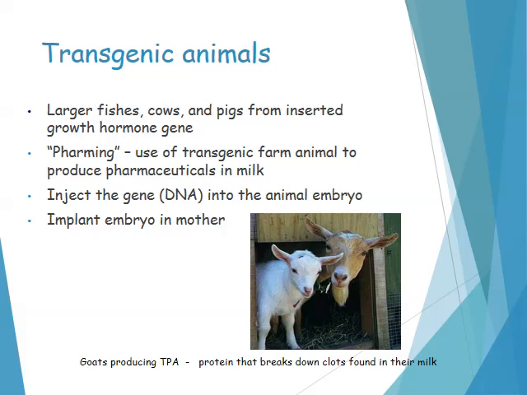The way a transgenic animal is produced is the desired gene is injected into the animal embryo, and that embryo is then implanted into its mother.